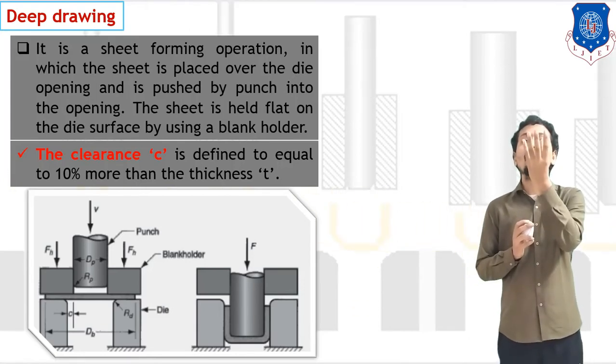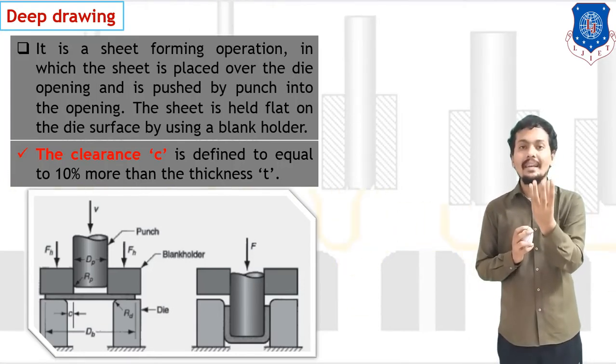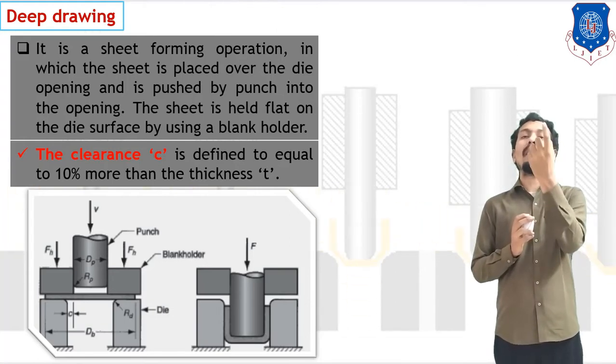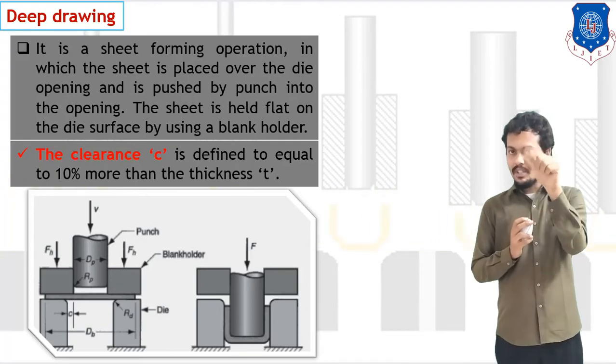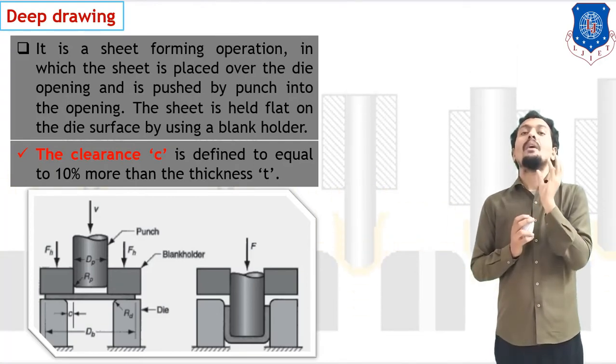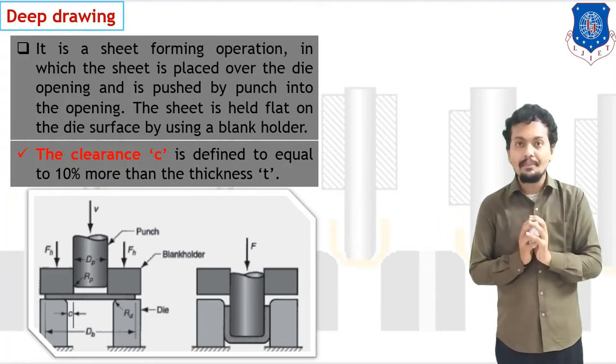Our material will flow plastically in the cavity. It means plastic deformation of our sheet metal will occur. And with help of this plastic deformation, we can make the cup shape according to our die cavity.